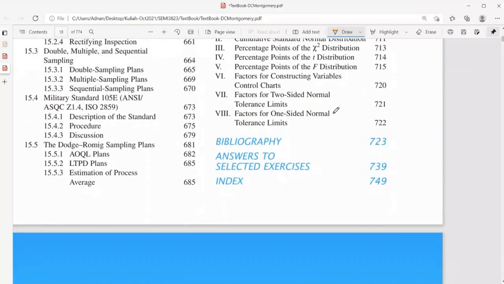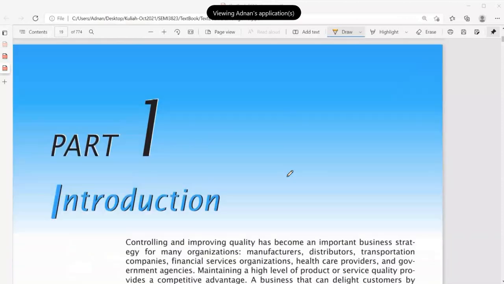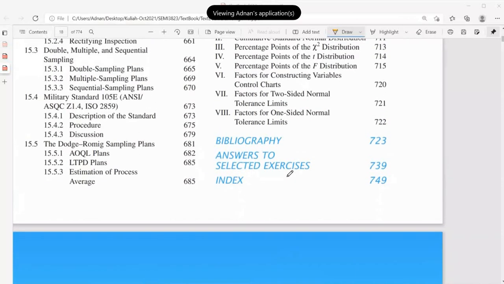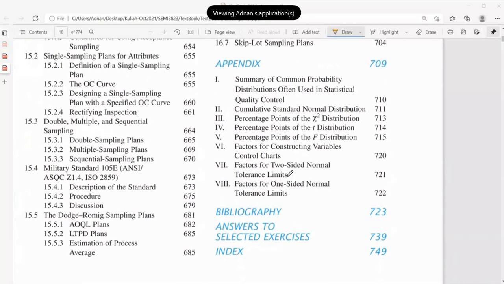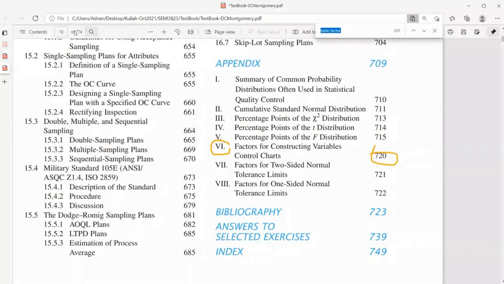Okay, the index. We have the index. There is no table for the appendix here. Standard table, factors, okay, factors for constructing variable control chart. So it is on page 720. Okay, page 720, let me go to the page. Maybe it's very close to 700.